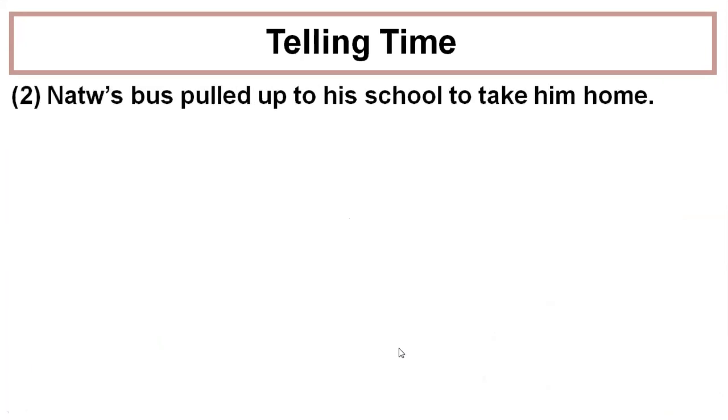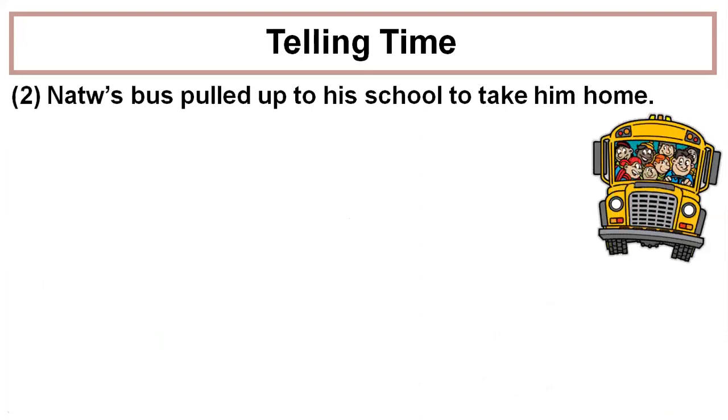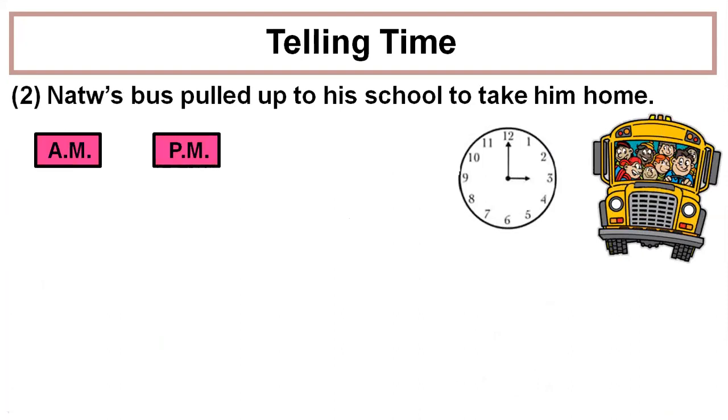In this story, Natas's bus pulled up to his school to take him home. So Natas is going back to his home after school. That time when he goes home, he is going home at 3. What do you think that 3 is? Is it 3 a.m. or p.m.? What do you think? A.m. means from midnight to noon. So is that 3 during the night or 3 in the afternoon? It's afternoon, yes, so that's p.m.